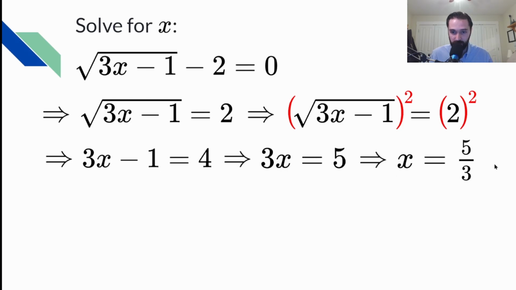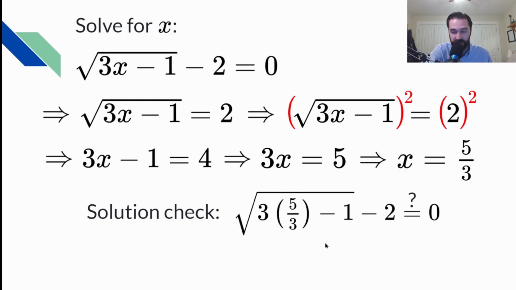So before we put a box around this and declare it to be our solution, remember, we need to check this. We need to check this solution in the original equation. So let's try it out. Let's plug in 5/3 for x here. That gives us this. So we want to know if this is a true equation. Does it give us something valid?